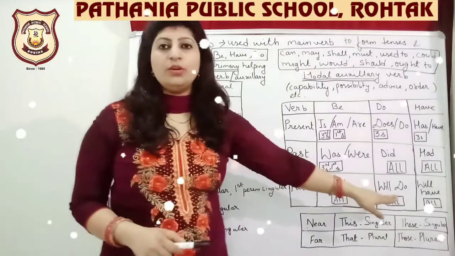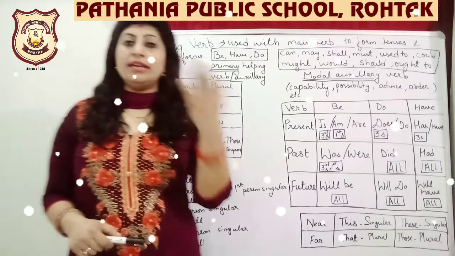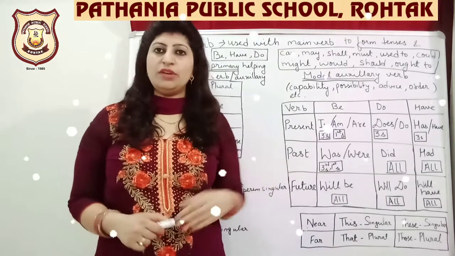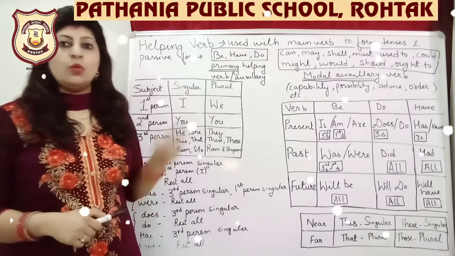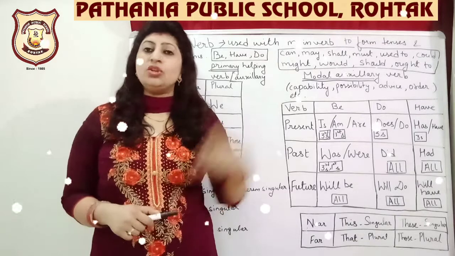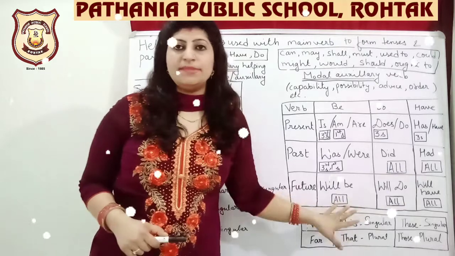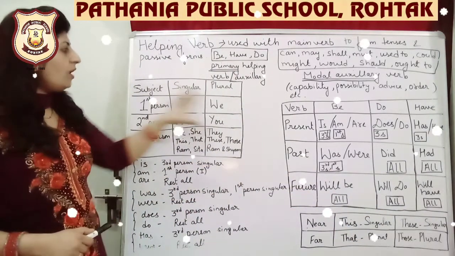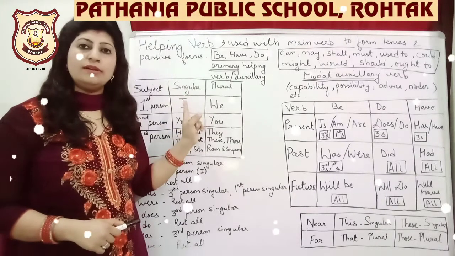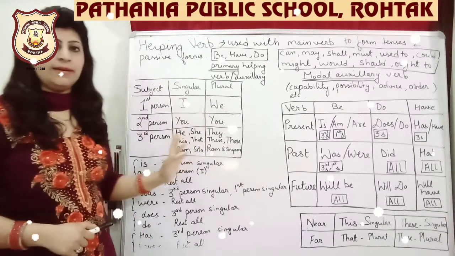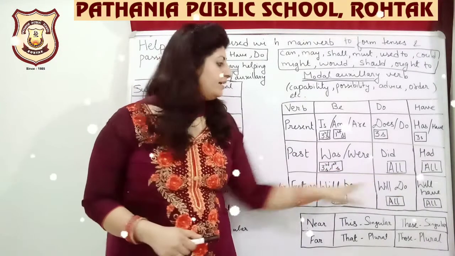When I say will do: you will do the work, he will do the work, I will do the work, we will do the work, they will do the work. Will have: I will have eaten my lunch by then, we will have eaten by then, you will have eaten by then. So we can see that we are able to use these verbs with all kinds of persons and numbers, singular and plural nouns both. First person, second person, third person, all we can use. That is why I have written all under them.